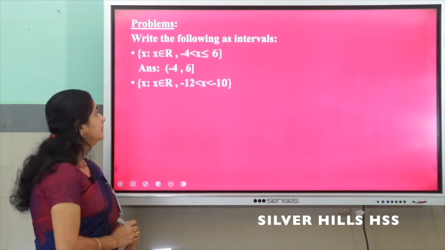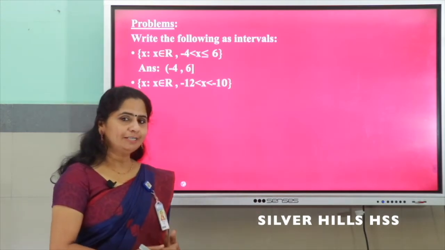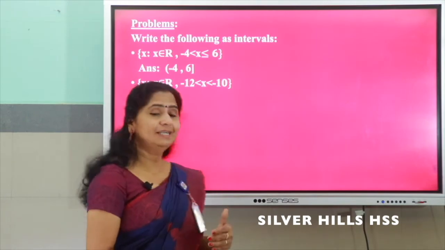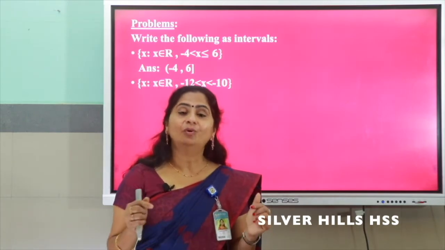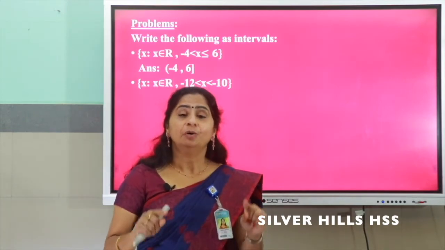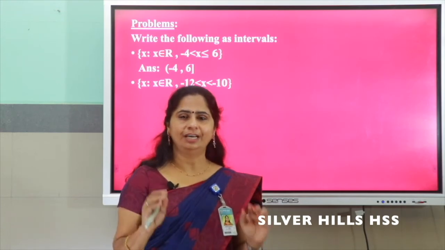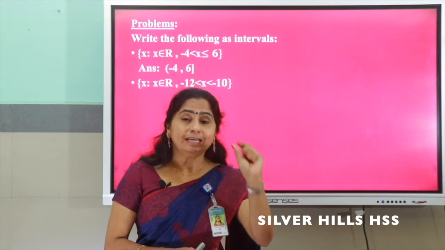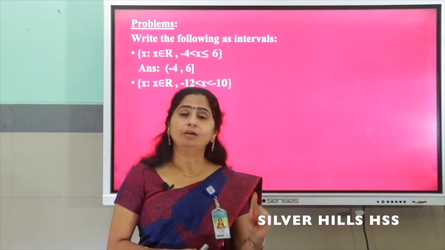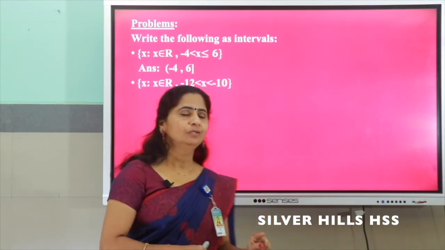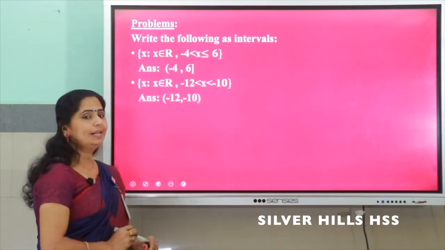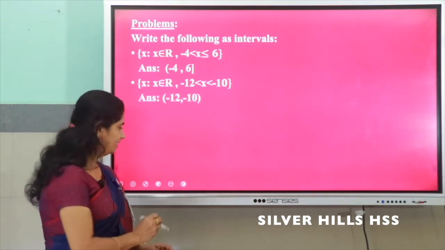Next, the set of all x such that x belongs to R and minus 12 less than x less than minus 10. You can see that both are less than signs, which means both the endpoints are not included. And always in the interval we should write the least number first. The first number should always be lesser than the second number. So we can write this as open interval minus 12 comma minus 10.